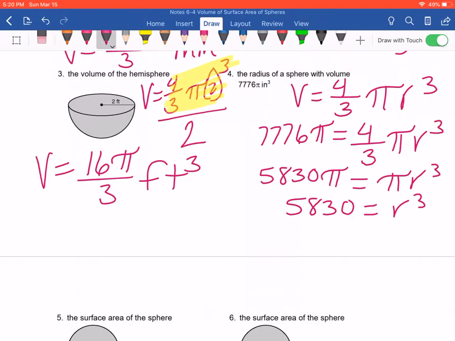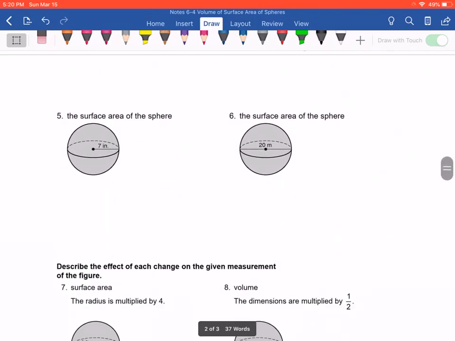And what you'll end up seeing is that we get 18 as our radius. So r here is equal to 18. Of course, we're talking about linear inches since it's a radius. Moving down to the next couple questions here.